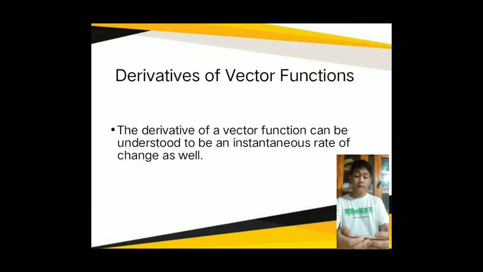I'm Gerald Flores from BSCE 2B, and I will discuss derivatives and vector functions. The derivative of vector functions can be understood to be an instantaneous rate of change as well. For example, when the function represents the position of an object at a given point in time, the derivative represents its velocity at the same point in time.